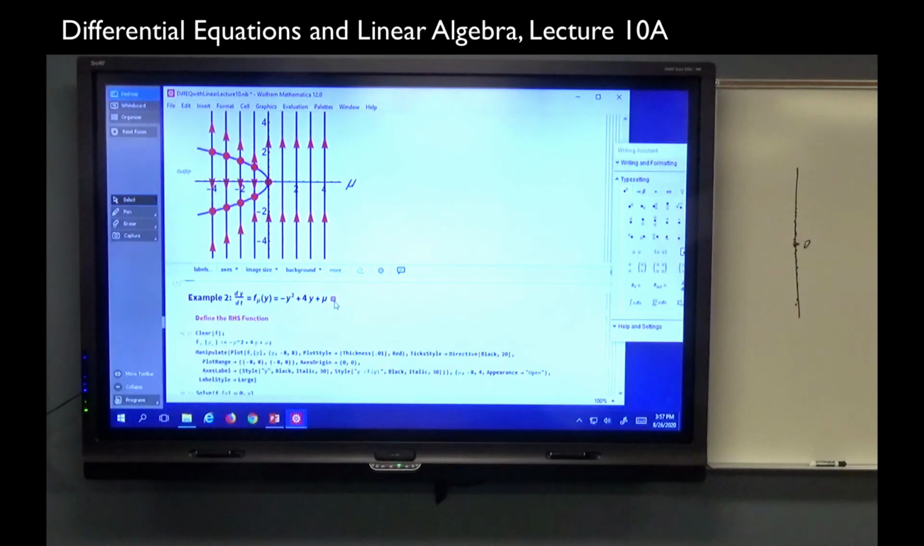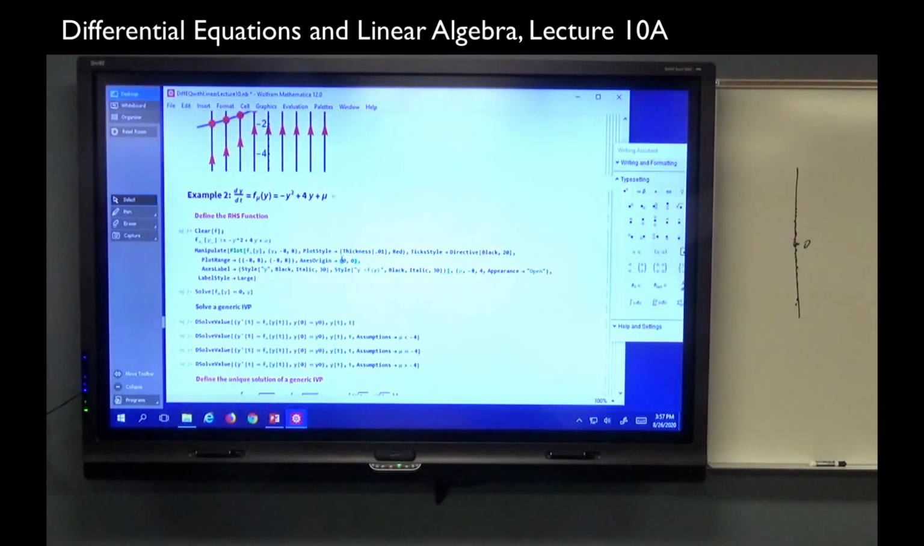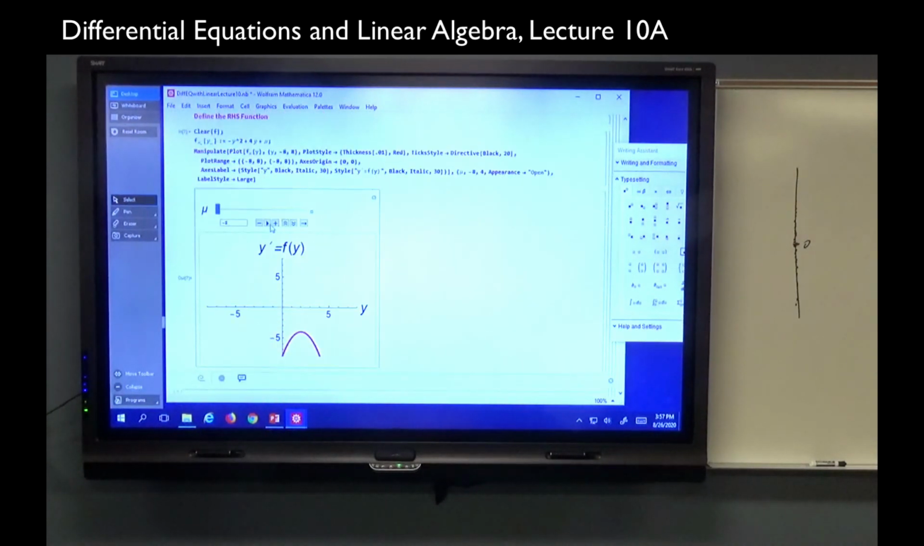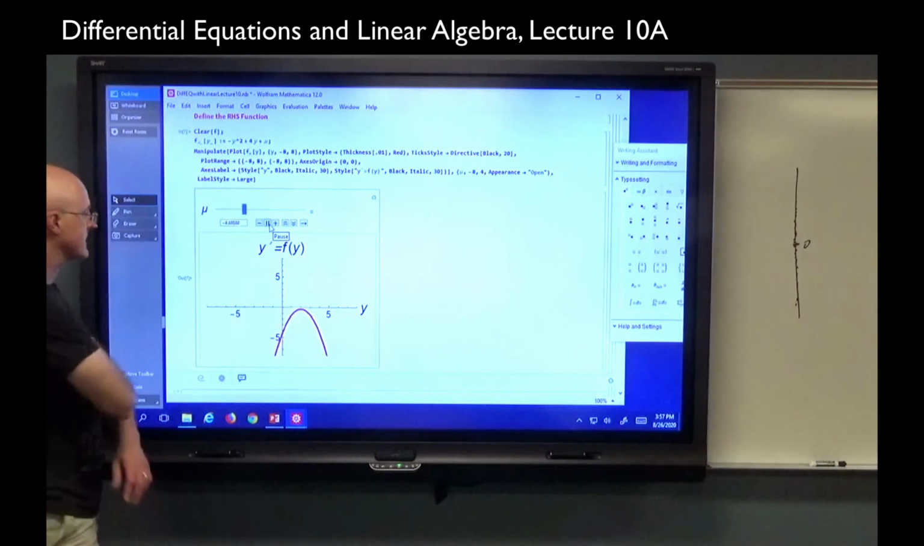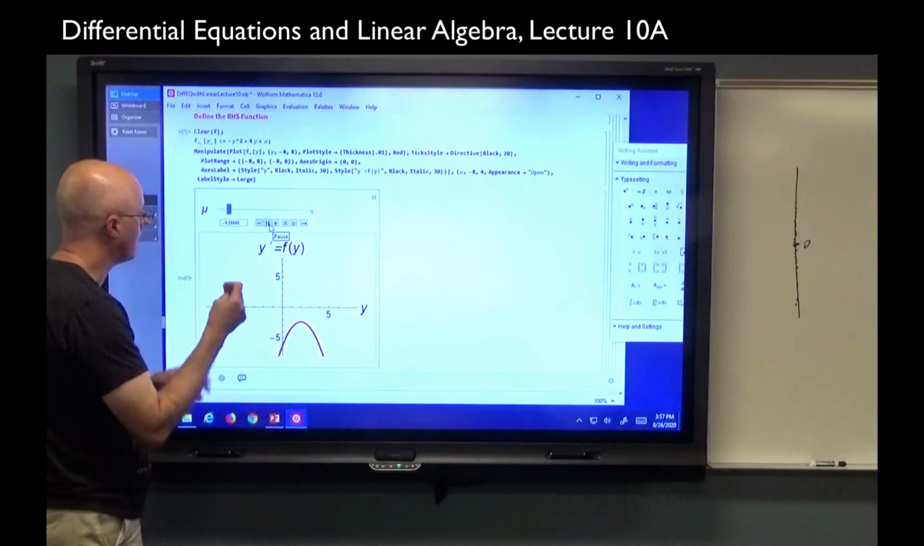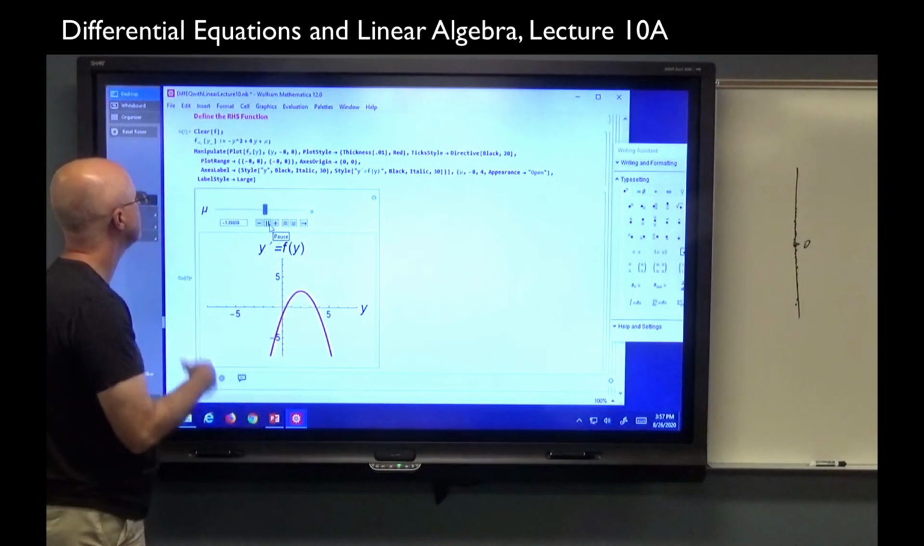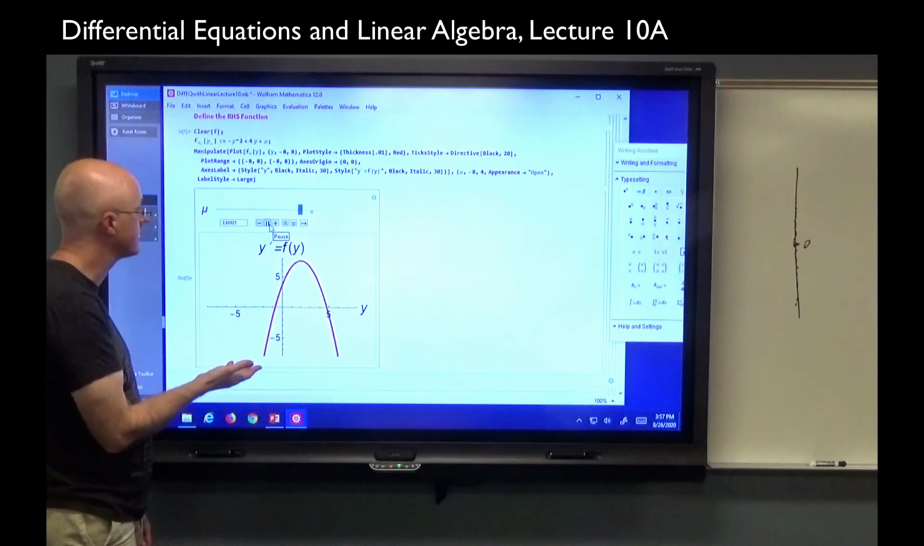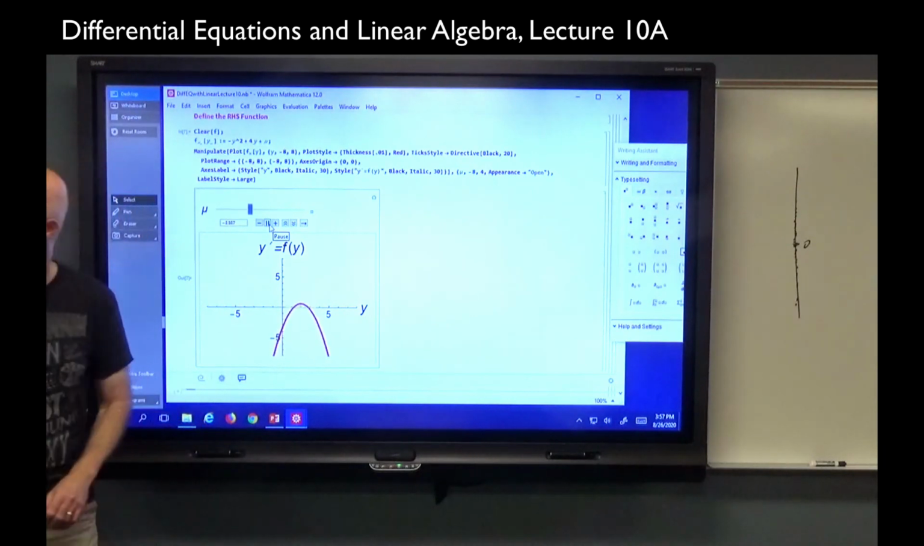Example 2, let's just look at the f function for these last two examples, then we'll be done. Now the f function looks like that, and as mu increases, we go from having no y-intercepts when mu is less than -4, to 1 when mu is -4, to 2 when mu is bigger than -4. The bifurcation value was -4.